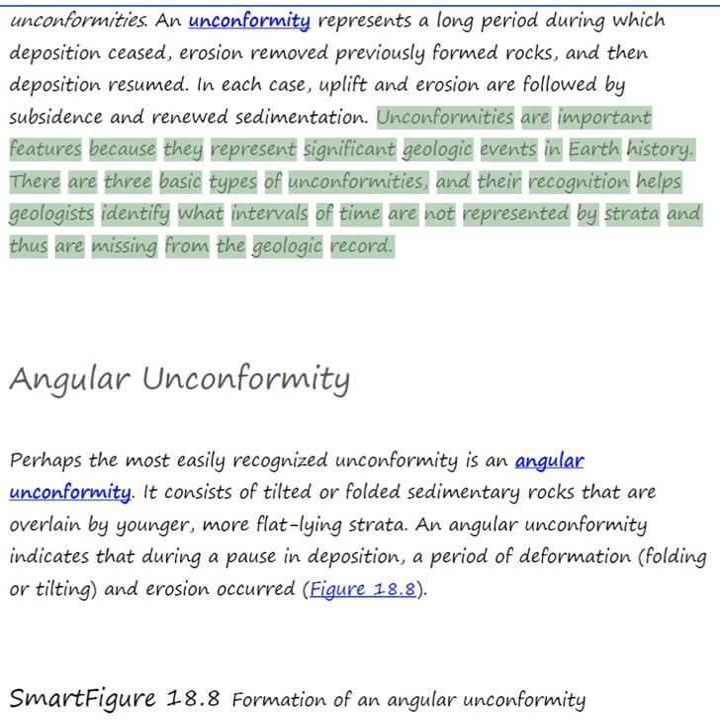Unconformities are important features because they represent significant geologic events in Earth history. There are three basic types of unconformities, and their recognition helps geologists identify what intervals of time are not represented by strata and thus are missing from the geologic record.